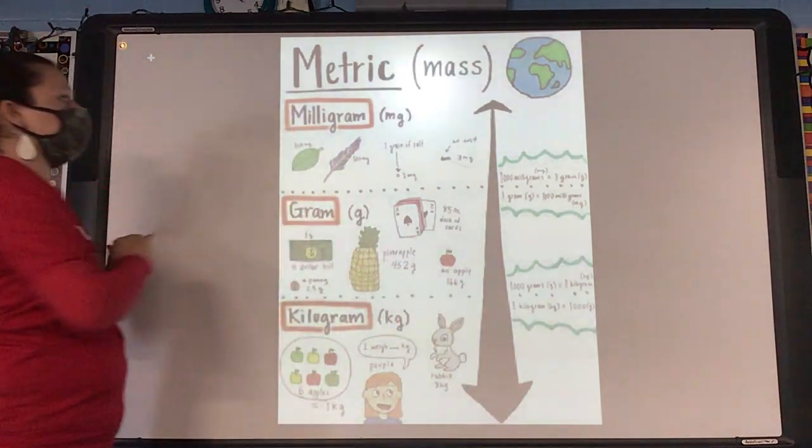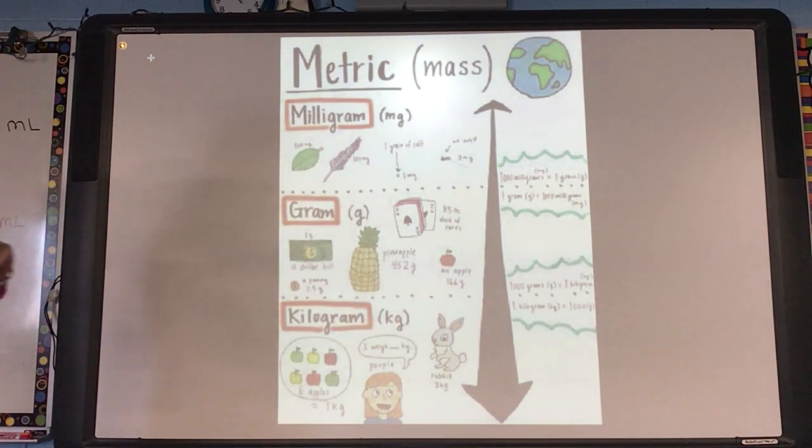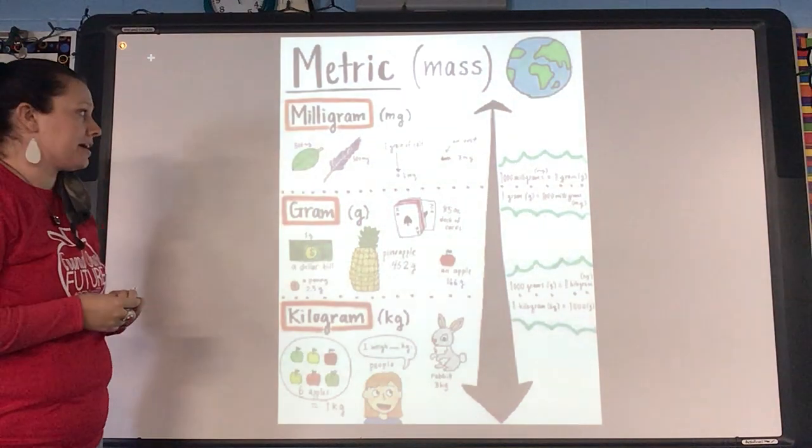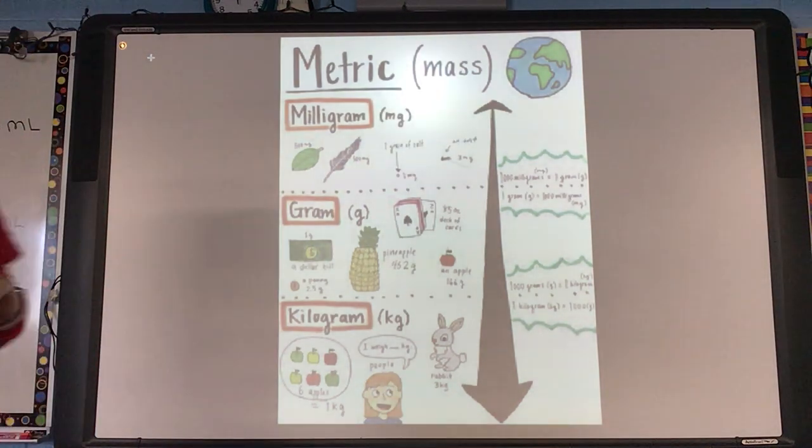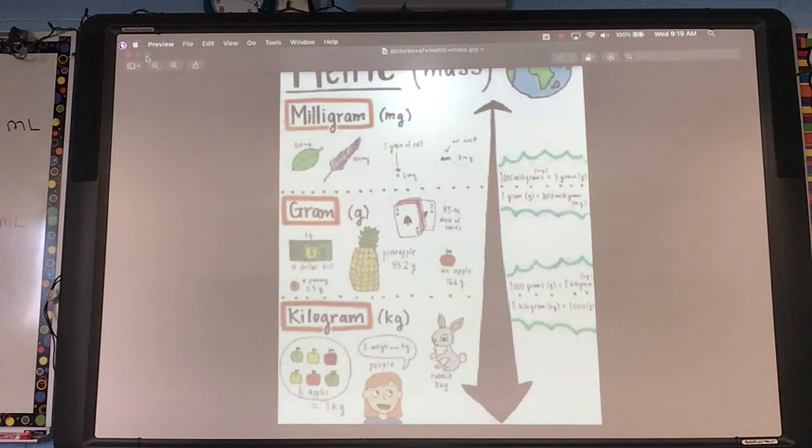Our smallest unit of measurement that we're looking at for metric is going to be milligram, okay? And they use a feather. I know yesterday in the movie they talked about a grain of sand, okay? Super small measurement. Then we have a gram. And the gram they talked about yesterday, I think the fingernail for the gram. And then we have a kilogram that we're going to be looking at.